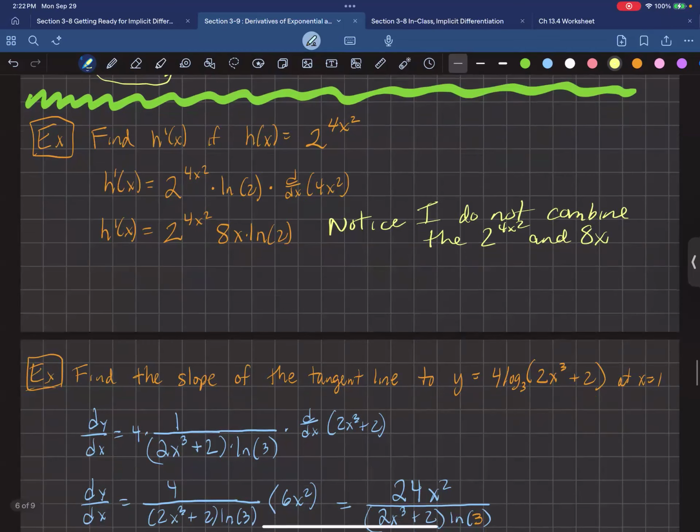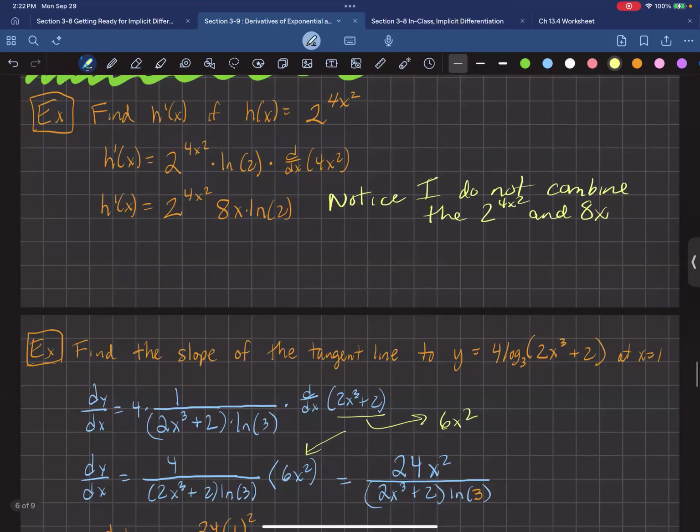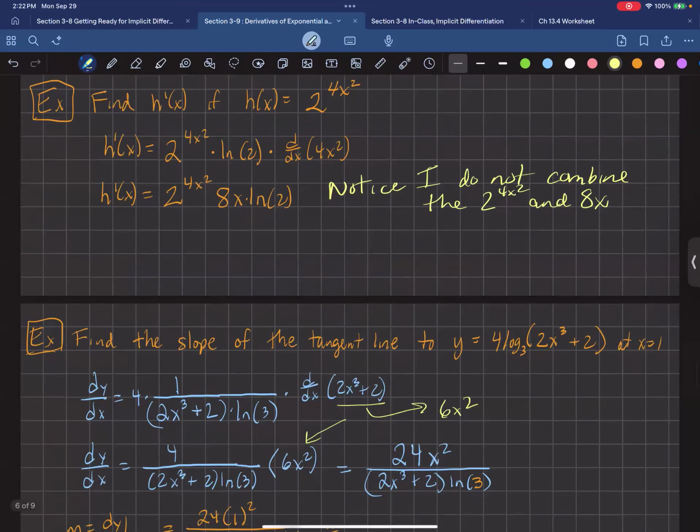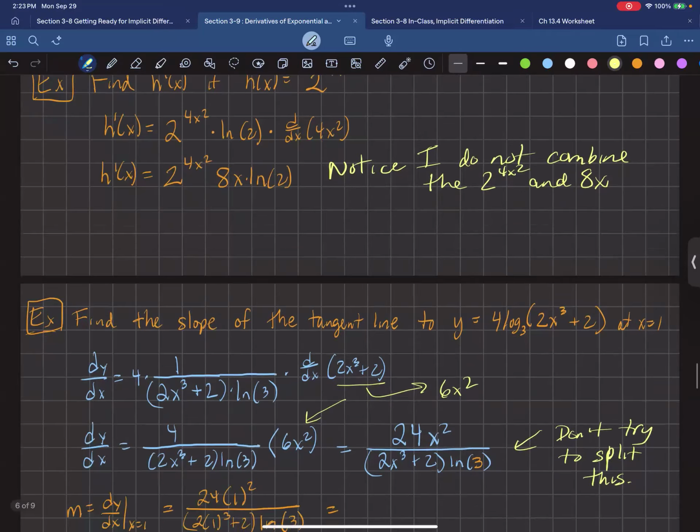When we do that, this part right here is 6x squared. So we get that. I multiply the 4 times the 6x squared. I've got 24x squared on top, and 2x cubed plus 2 times ln of 3 on bottom. Don't try to split this, because it doesn't split. You can only split stuff when the plus is on the top, not on the bottom.